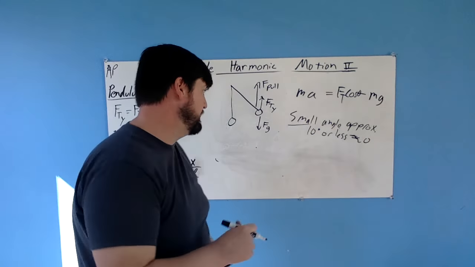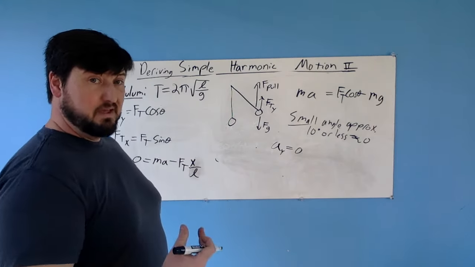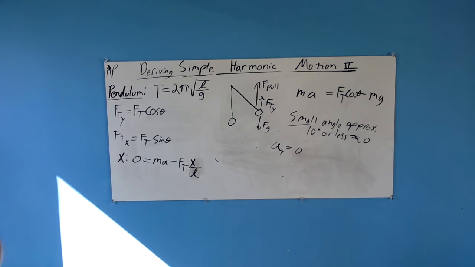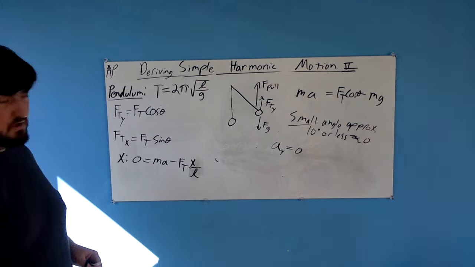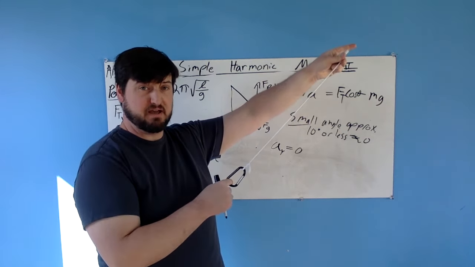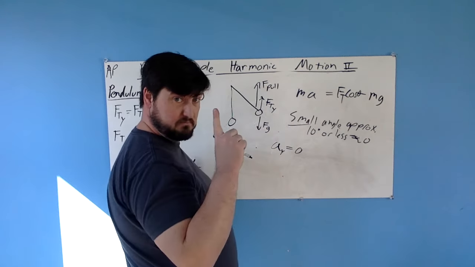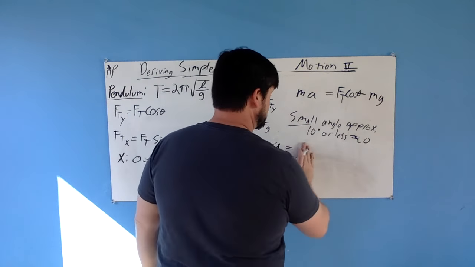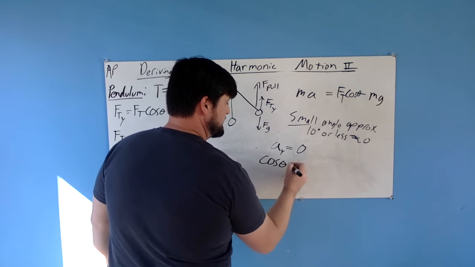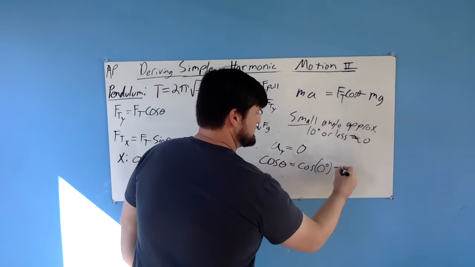If you assume that y double prime, or acceleration in the y direction, is equal to 0, what can we get? Well, what we have so far is we can assume that our angle is basically 0 because we have a small angle approximation. It's close enough. So cosine of 0 is 1, right? So cosine of theta is cosine of 0 degrees. Close enough. So that's equal to 1, all right?